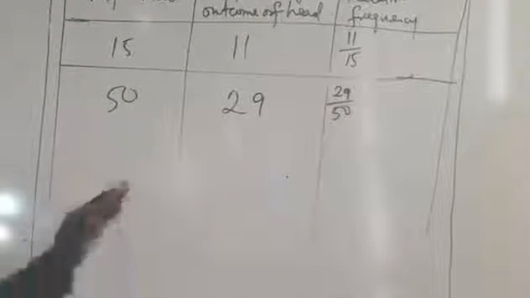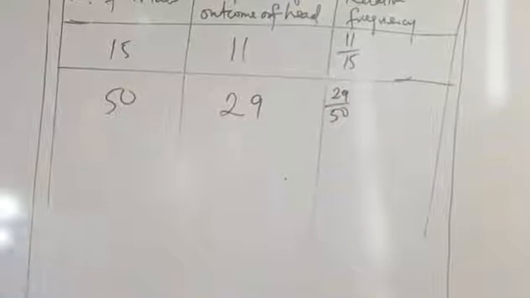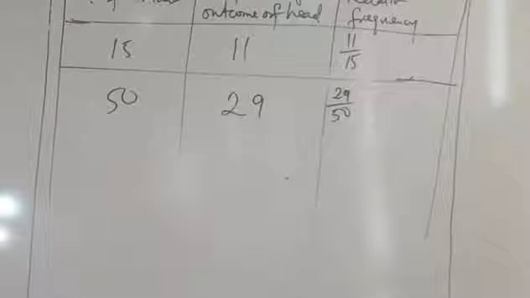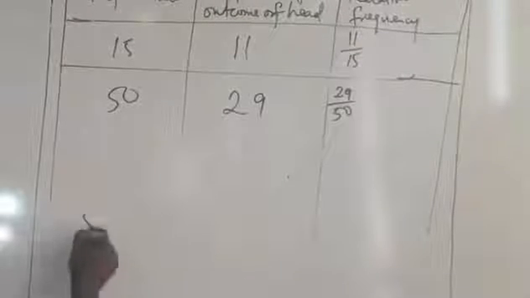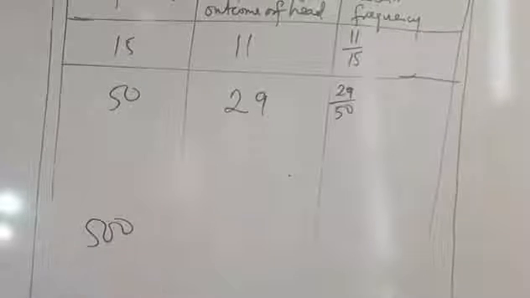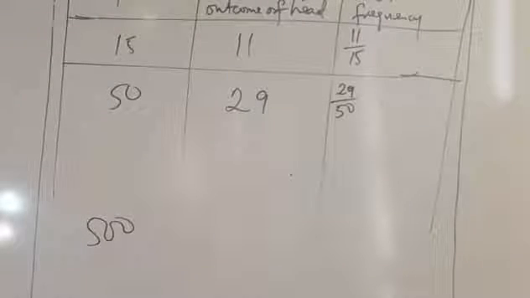Now, you'll be asking, what's the purpose of this? The purpose of this is that if we want to have a trial of about 500 trials, we want to toss the coin 500 times, we can predict the outcome of head, the number of outcomes of head. So what will be the expected number of heads when the coin is being tossed 500 times? That's what we want to look at.